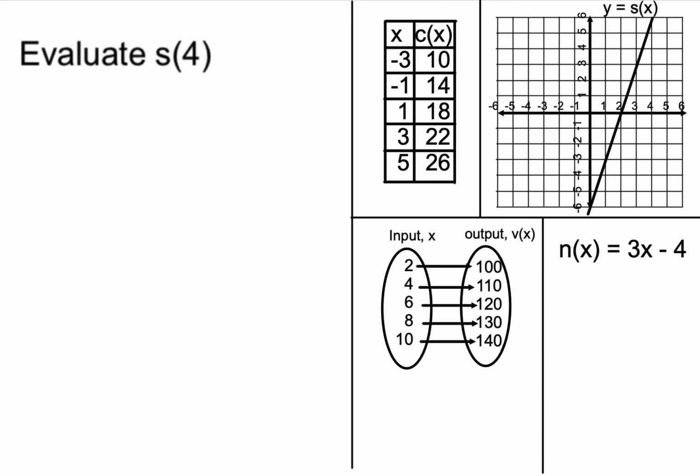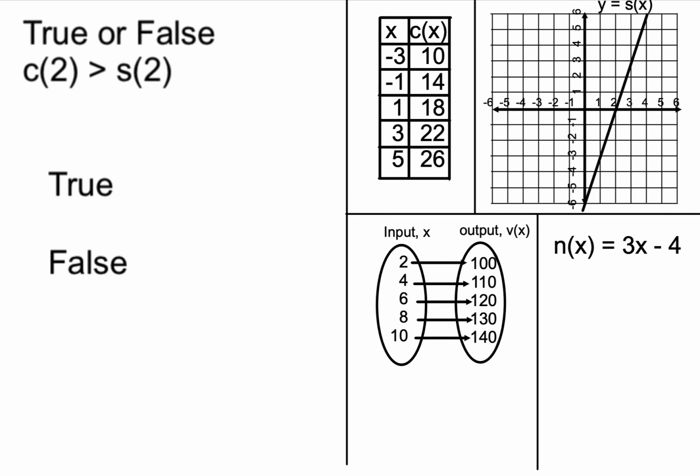S of 4. S of x is in the graph. So we go to the 4 on the x-axis. It's right there. And we can travel up to the function. And it looks like 4 goes with 6. It goes through the point (4, 6). Remember that this is a way of writing an ordered pair. S of input equals output. Input 4, output 6. S of 4 equals 6.